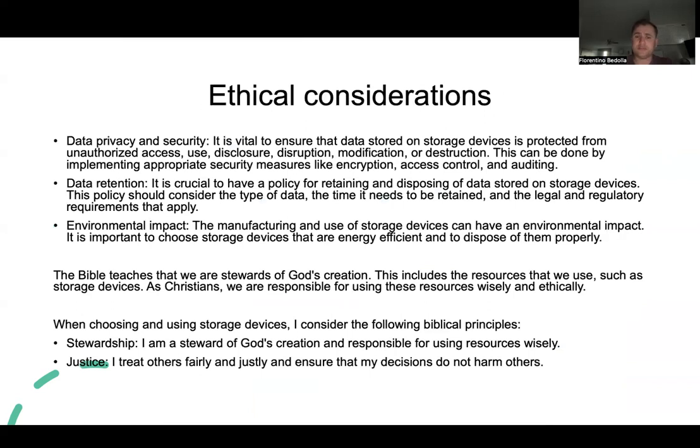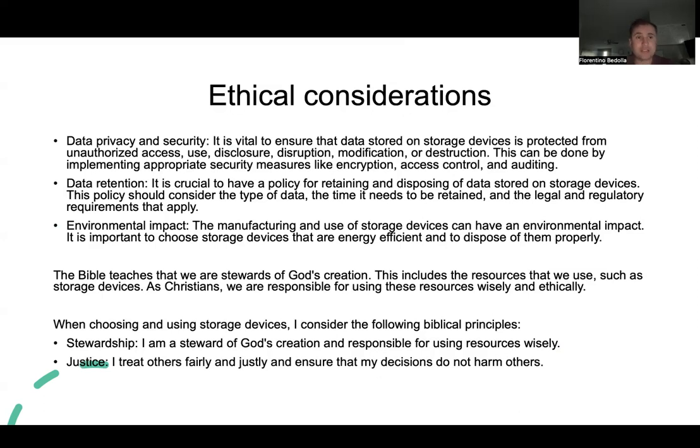Ethical considerations. First and foremost would be data privacy and security. For many organizations and many individuals now, data privacy and security is vital. I mean, you could easily go from having most of your data and people knowing exactly what you do and where you live to just completely exploiting it and stealing thousands and thousands of dollars.